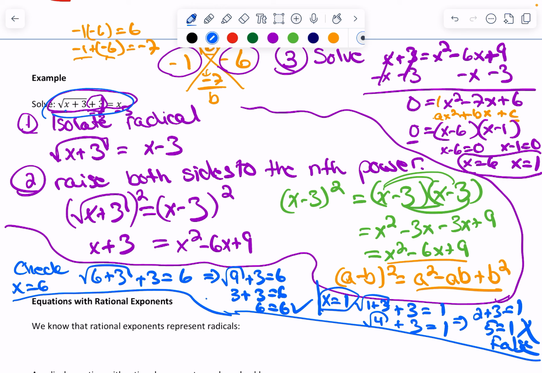So this here is true. So x equals 1 is what's called an extraneous solution. So it is not a solution because it gives a false statement. So our correct solution is just x equals 6.